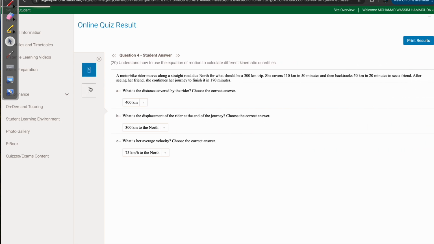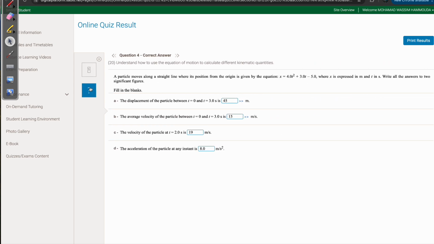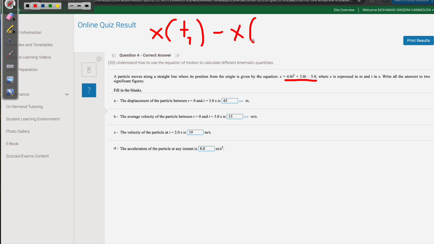Number 4. A particle moves along a straight line from the origin given by the equation 4t squared plus 3t minus 5. Okay, now to find the displacement, we're gonna do x of t1 minus x of t0, where x is the function 4t squared plus 3t minus 5.